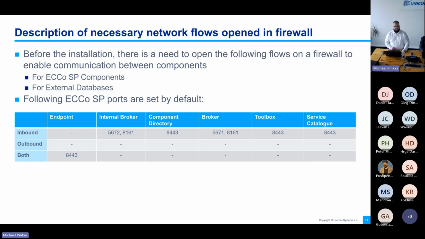So in the table you can see that, for example, for the ECP endpoint there is port 8443 both ways, so inbound and outbound connections. For Toolbox it's 8443 by default. However, when deployed on the same server, it's commonly changed to 9443, and that is for inbound connections.